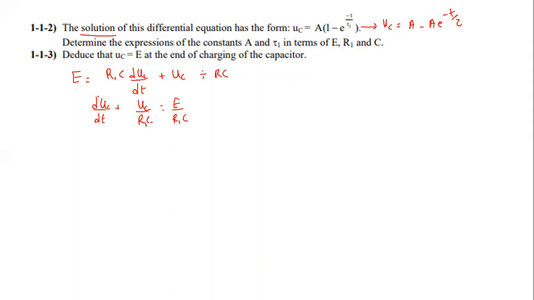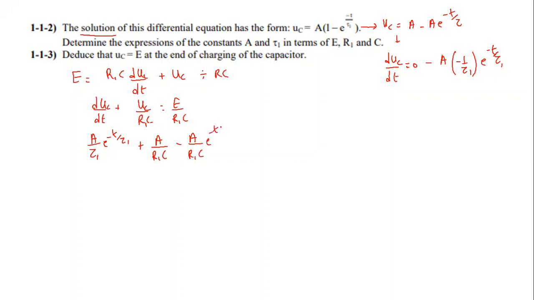I have UC, but I don't have duc over dt, so we'll do a derivative here. The derivative of A is 0. Here the derivative is minus A times (minus 1 over tau1) e to the power minus t over tau1. Then we substitute. This means A over tau1 e to the power minus t over tau1, plus UC, all over R1C. So A over R1C, and we continue, minus A over R1C e to the power minus t over tau1, and we'll bring this part here, so it equals 0.